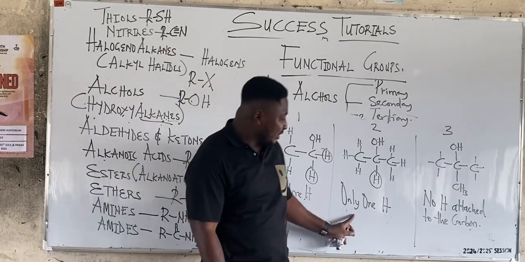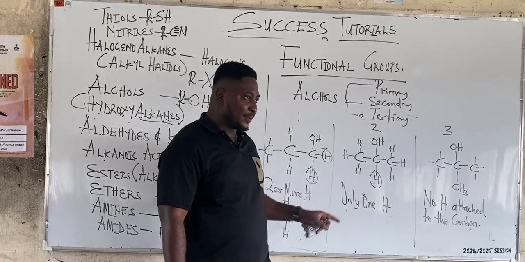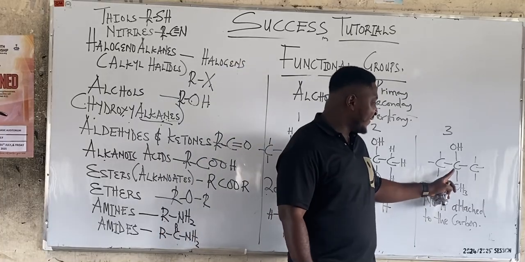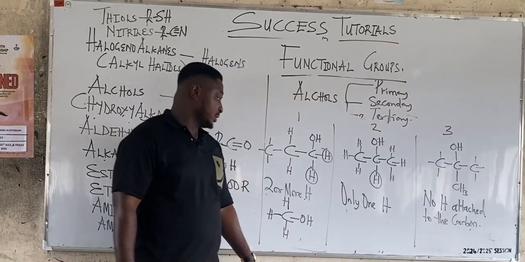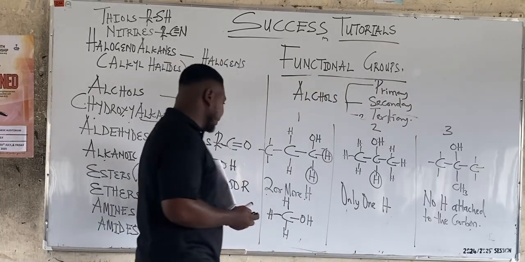But class, for secondary, only exactly one hydrogen is attached to the carbon. And for tertiary, you will never find any hydrogen attached to it directly. Is that clear, class? So going ahead to name these alcohols.